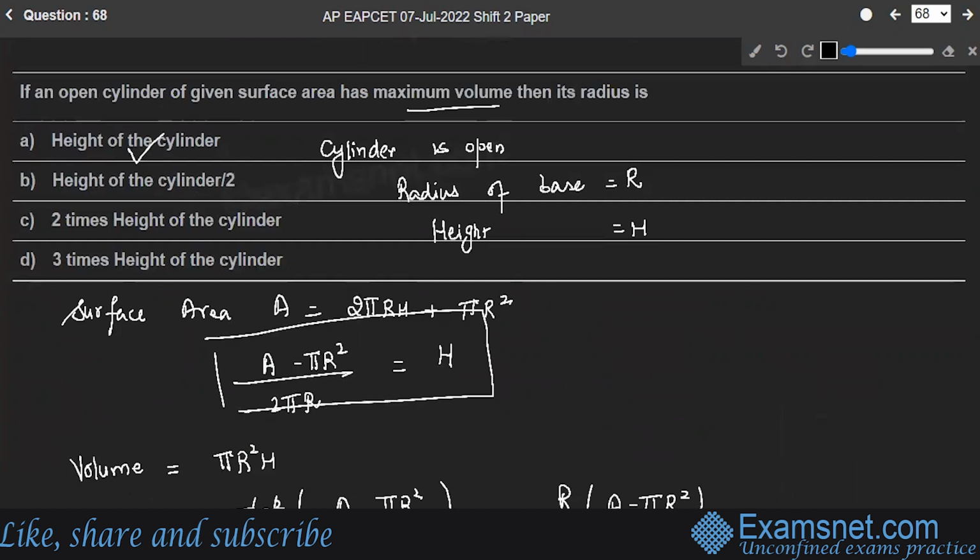Option A, the height of the cylinder and the radius of the cylinder are equal. So this is the answer to our question. Hope you are clear with it. Let's move to the next question, number 69.